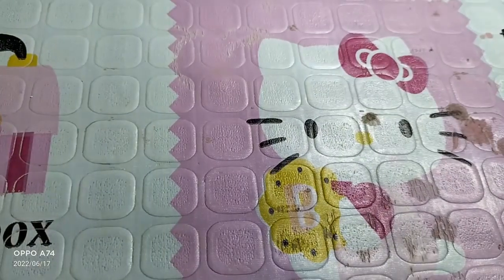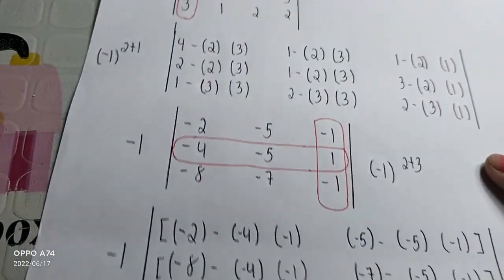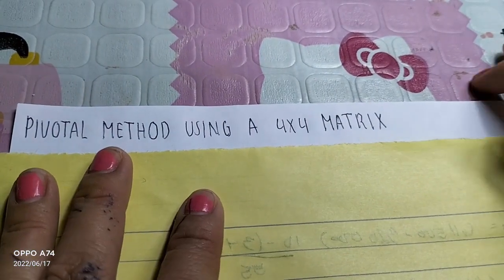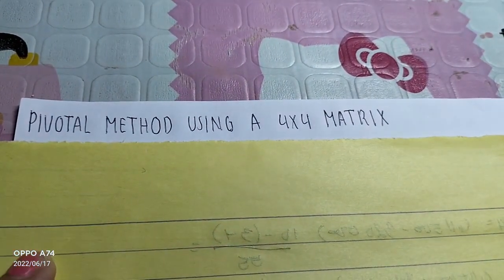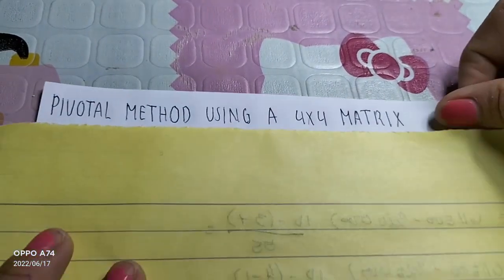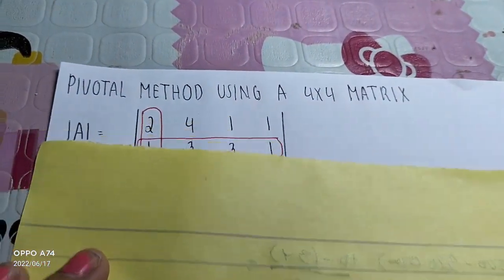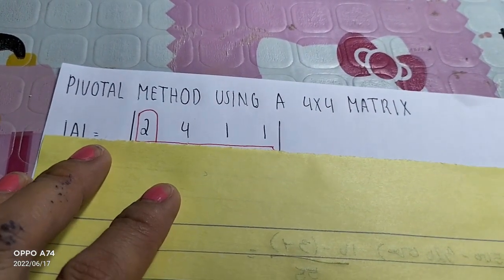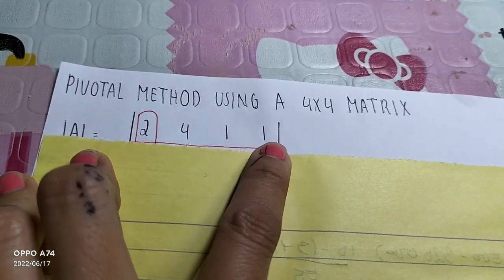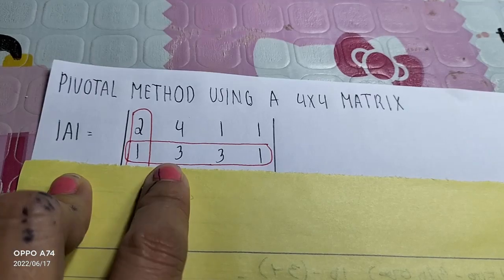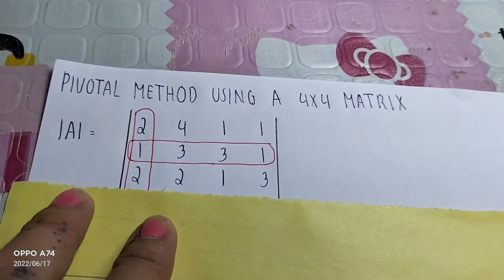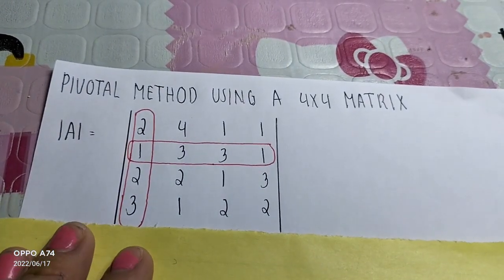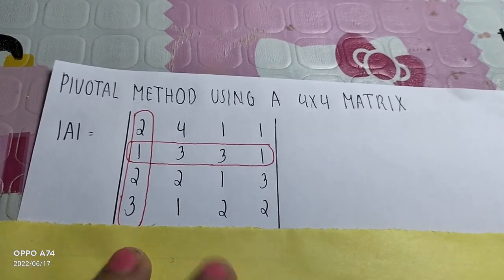And now, we proceed to the pivotal method using a 4 by 4 matrix. This is the example of the pivotal method. The first row is 2, 4, 1, 1, and the second row is 1, 3, 3, 1, and the next is 2, 2, 1, 3, and the last row is 3, 1, 2, 2.